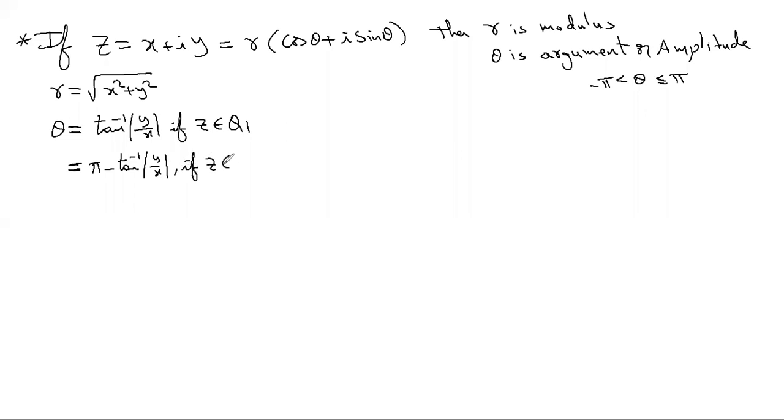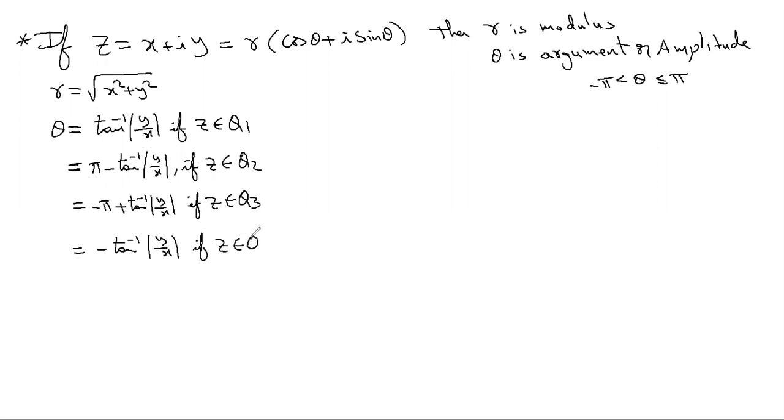If z belongs to Q2, it is pi minus tan inverse mod y by x. If z belongs to Q3, it is minus pi plus tan inverse mod y by x. And it equals minus tan inverse mod y by x if z belongs to Q4. This looks like 4 different cases, 4 different formulas, but it is easy to remember.